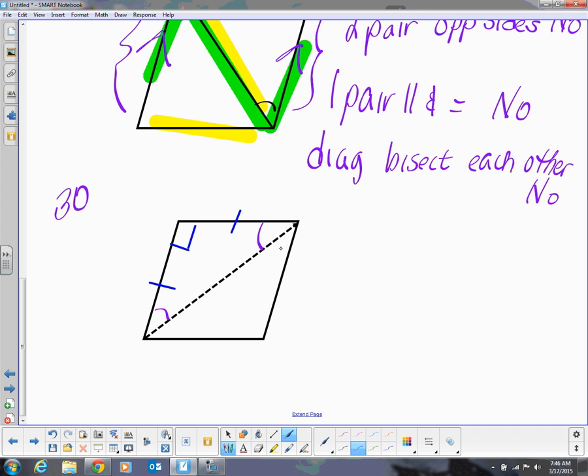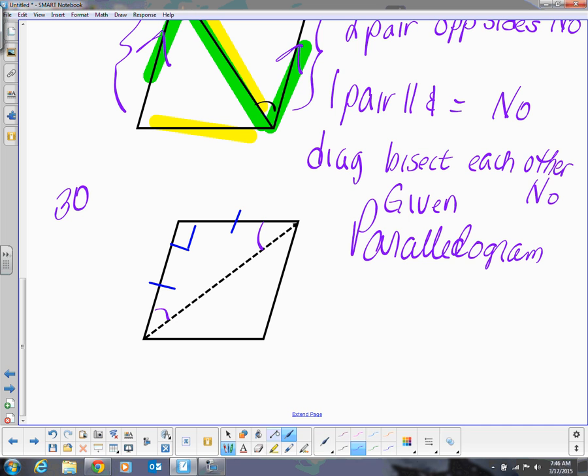Oh, just kidding. They did tell us that it's a parallelogram. So I've got to go back up to the top. If it's given, it's a parallelogram. What do we know about opposite sides? They are congruent. This side is congruent to that side, this side's congruent to this side, correct? So if it's a parallelogram, what do we know about opposite angles? Congruent. What do we know about consecutive angles? They're congruent. What figure is this? It is a square. So let's go back up here.